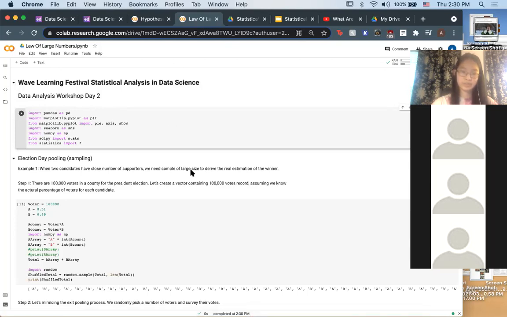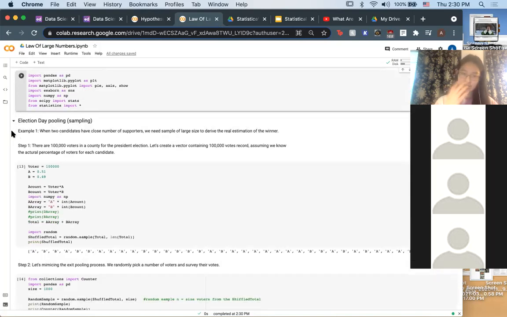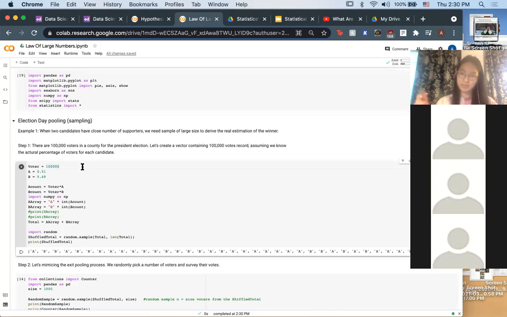So let's start out here. A very big example of the law of large numbers, I think, you can see in the idea of polling and elections. We've all been through elections, so you're pretty close to home here. Let's try this out. Let's say it's election day. There are 100,000 voters in a county for an election for president. So let's make a mock data set, just a pretend little thing.